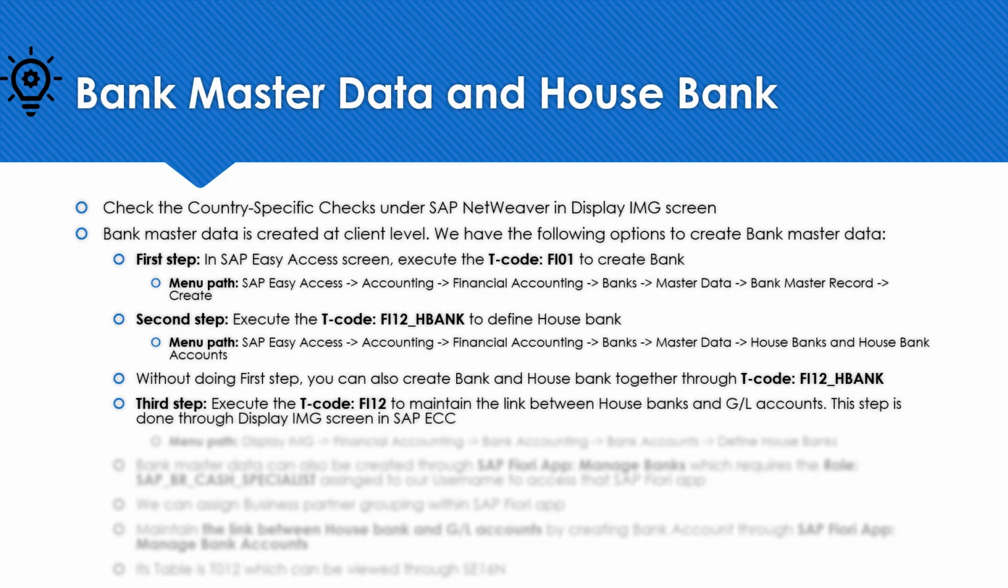The third step is to execute the transaction code FI12 to maintain the link between house banks and GL accounts. This step is done through display IMG screen in SAP ECC. So if you are using an older version than SAP S/4HANA, then you have to do the third step in the configuration screen, that is display IMG. But in SAP S/4HANA, you can do this step in SAP Easy Access screen. And here is the menu path if you are using SAP ECC.